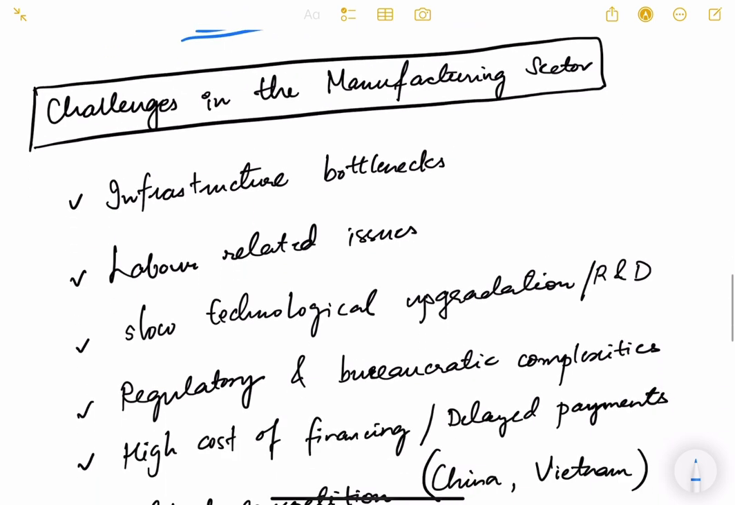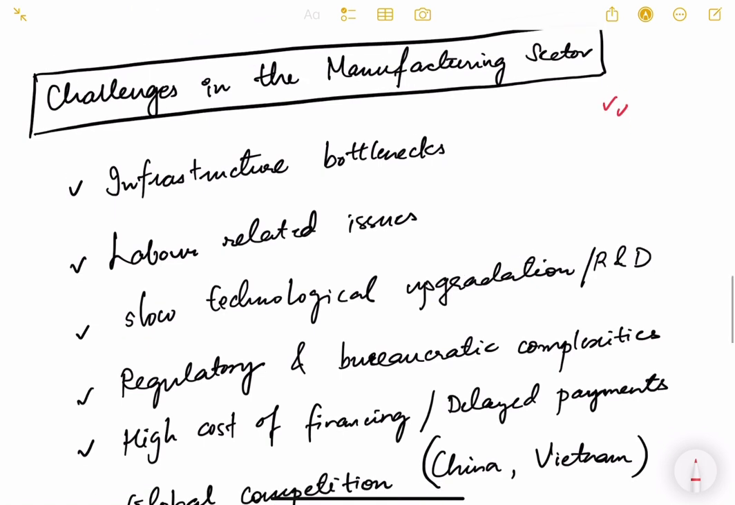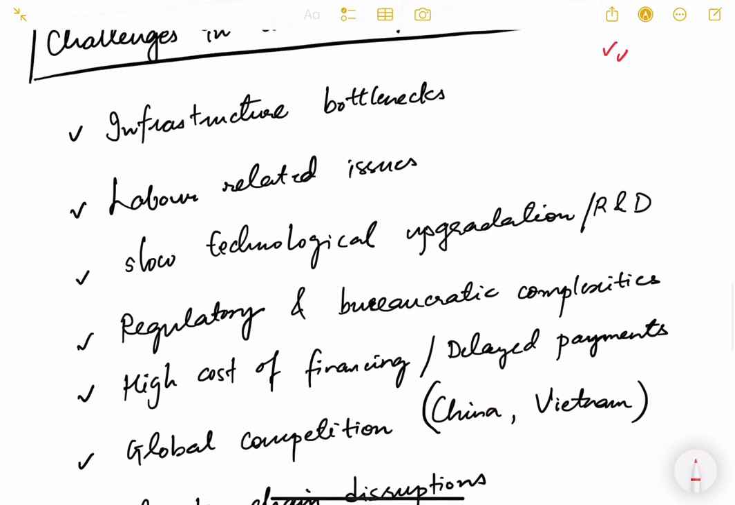Now let us look at the challenges in the manufacturing sector. This is the most important part of this video, and I would like you to pay attention here. So challenges in the manufacturing sector, it is not just for India but globally also. There are many challenges which impede the growth and ability of this sector to contribute significantly to the economy. Okay, and these are some of the challenges which we would discuss.